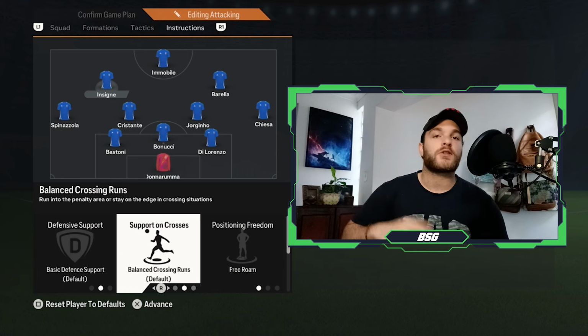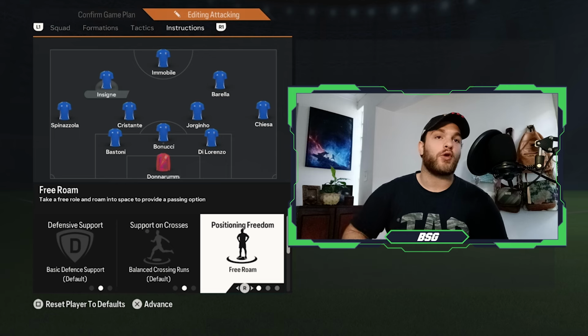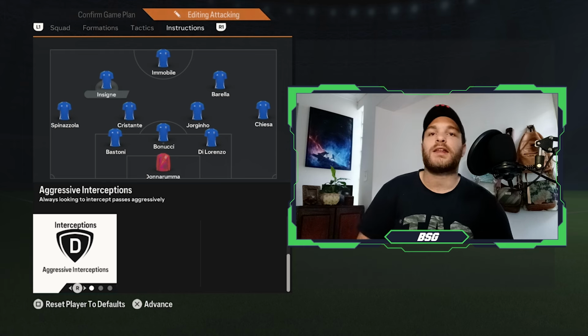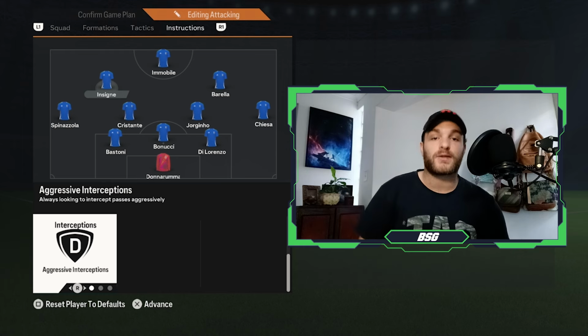The support on crosses will be set to maintaining a balanced approach as well as maintaining a free roaming role for the positioning freedom, allowing him to drift in those central areas or out wide to the left flank. And then finally, the interceptions will be set to aggressive as he will still maintain the aggressive counter-pressing nature.